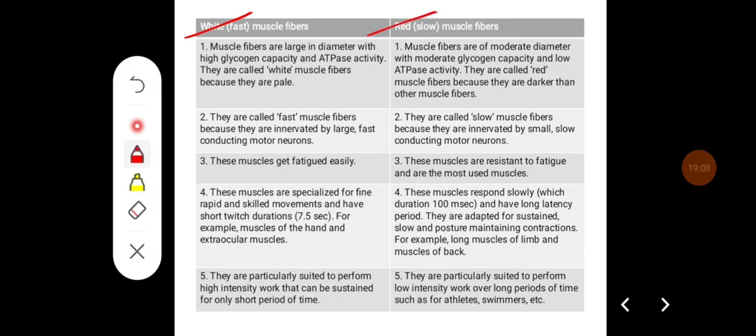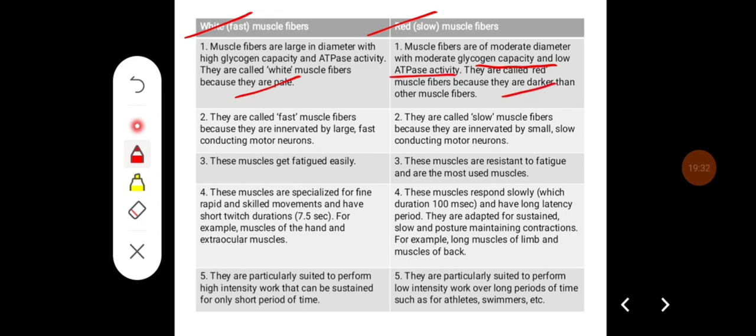So these are some of the differences between the white and red muscle fibers. The white muscle fibers are large in diameter with high glycogen capacity and ATPase activity. They are called white muscle fibers because they are pale. Whereas red muscle fibers are moderate in diameter with moderate glycogen capacity and low ATPase activity. They are called red muscles because they are darker than the other muscle fibers.